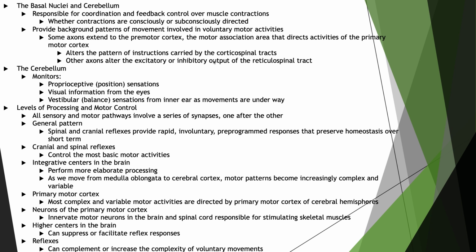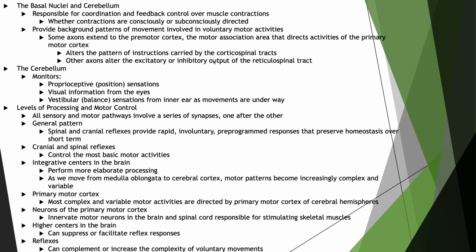And lastly, I want to talk a little bit about the levels of processing and motor control here. All sensory and motor pathways involve a series of synapses, one after the other. Along the way, the information is distributed to processing centers operating at the subconscious level. Consider what happens when you stumble. You often recover your balance even as you become aware that a problem exists, long before your cerebellar cortex could assess the situation or evaluate possible responses.